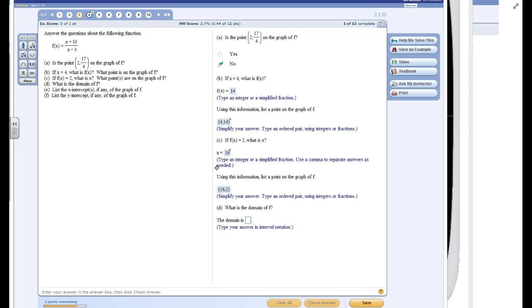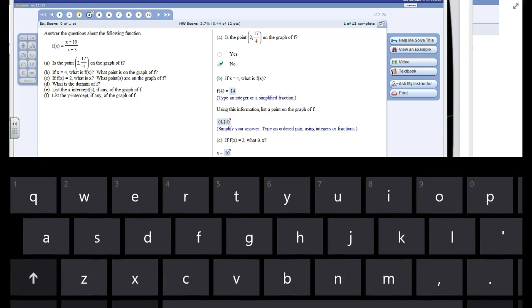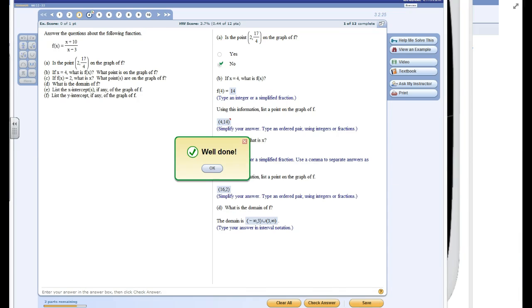Next, they're asking for what's the domain of this function, and the domain are all the acceptable x values, and the only thing that I can't let x be is 3. And it says type in your answer in interval notation, so I can't just say x can't be 3. So interval notation looks like this, and that took a while to type in.